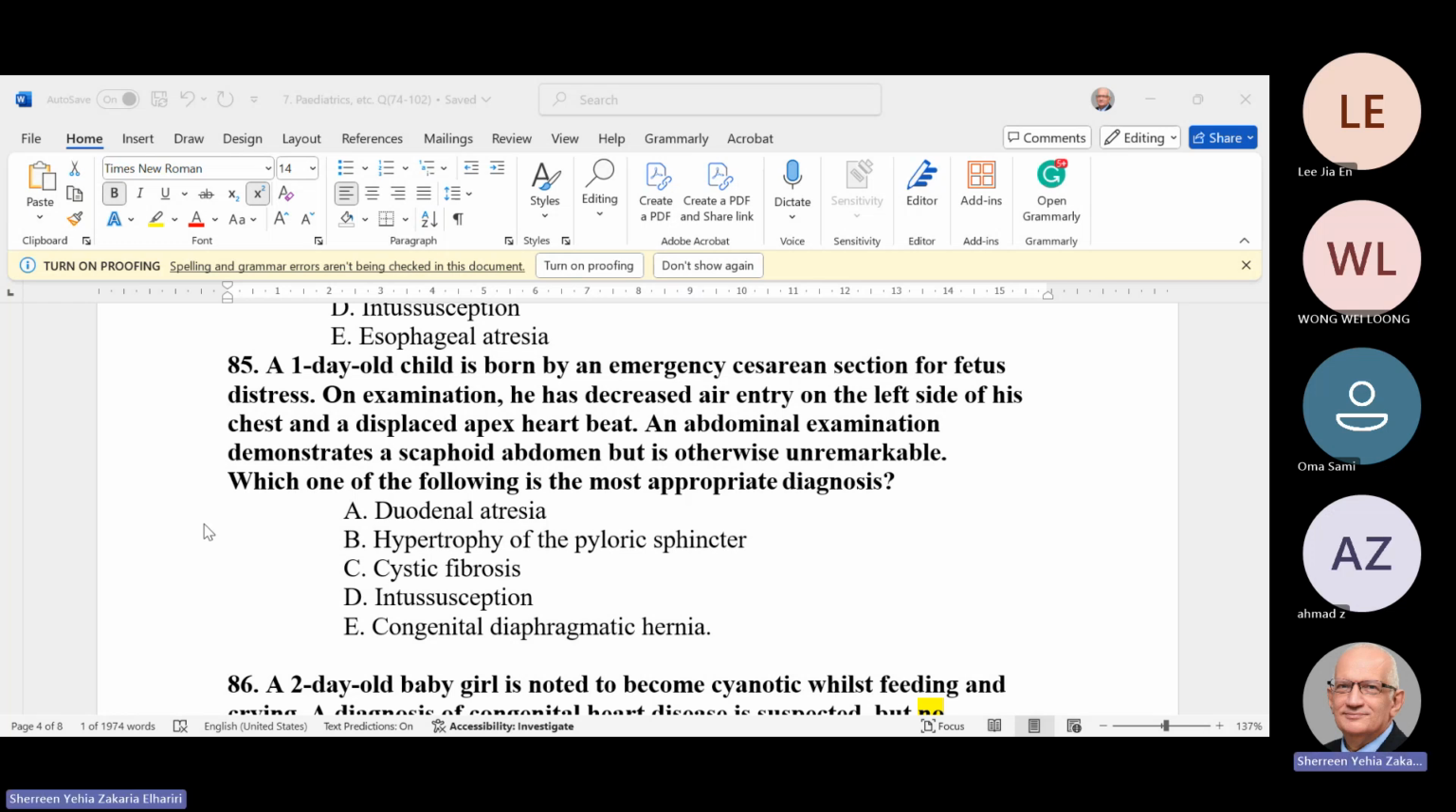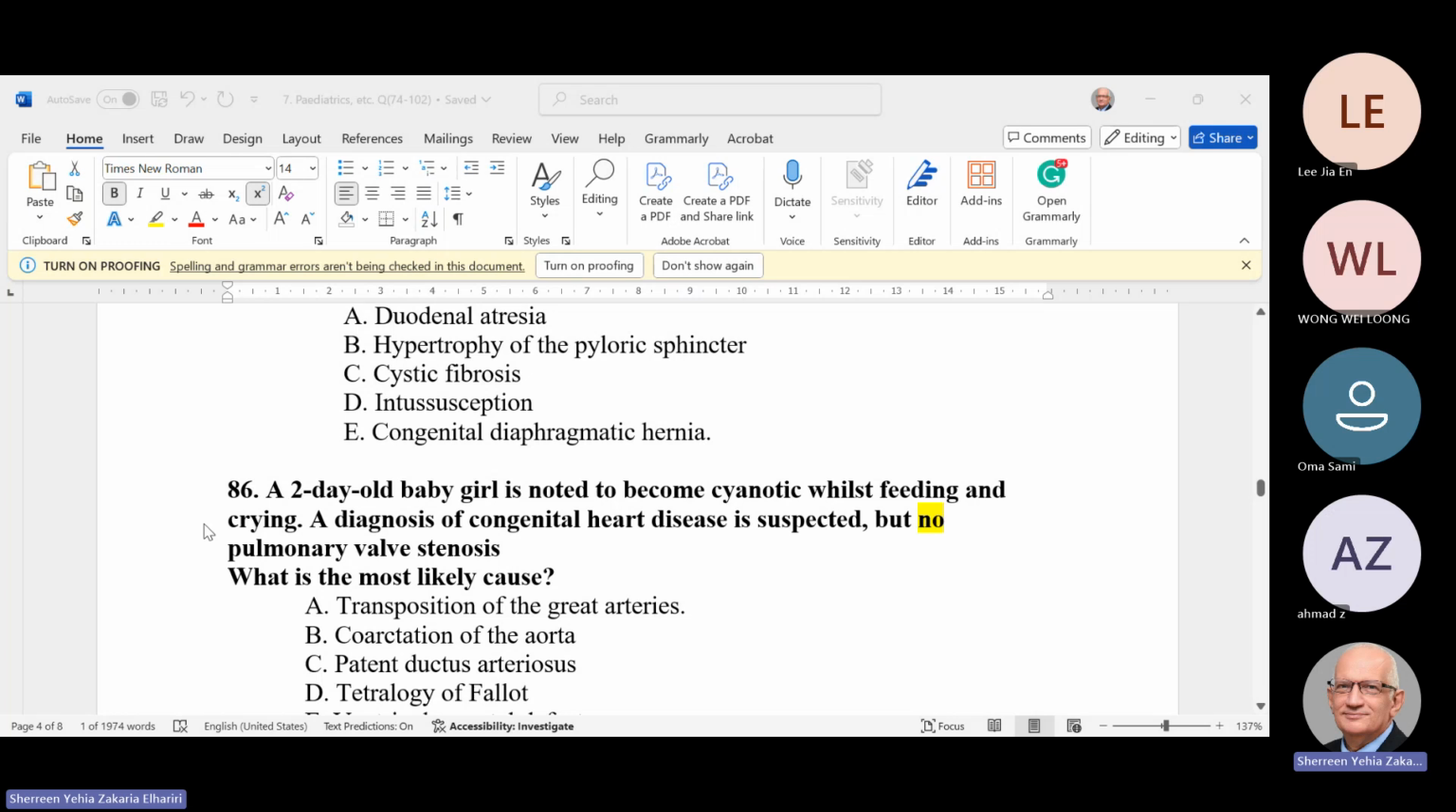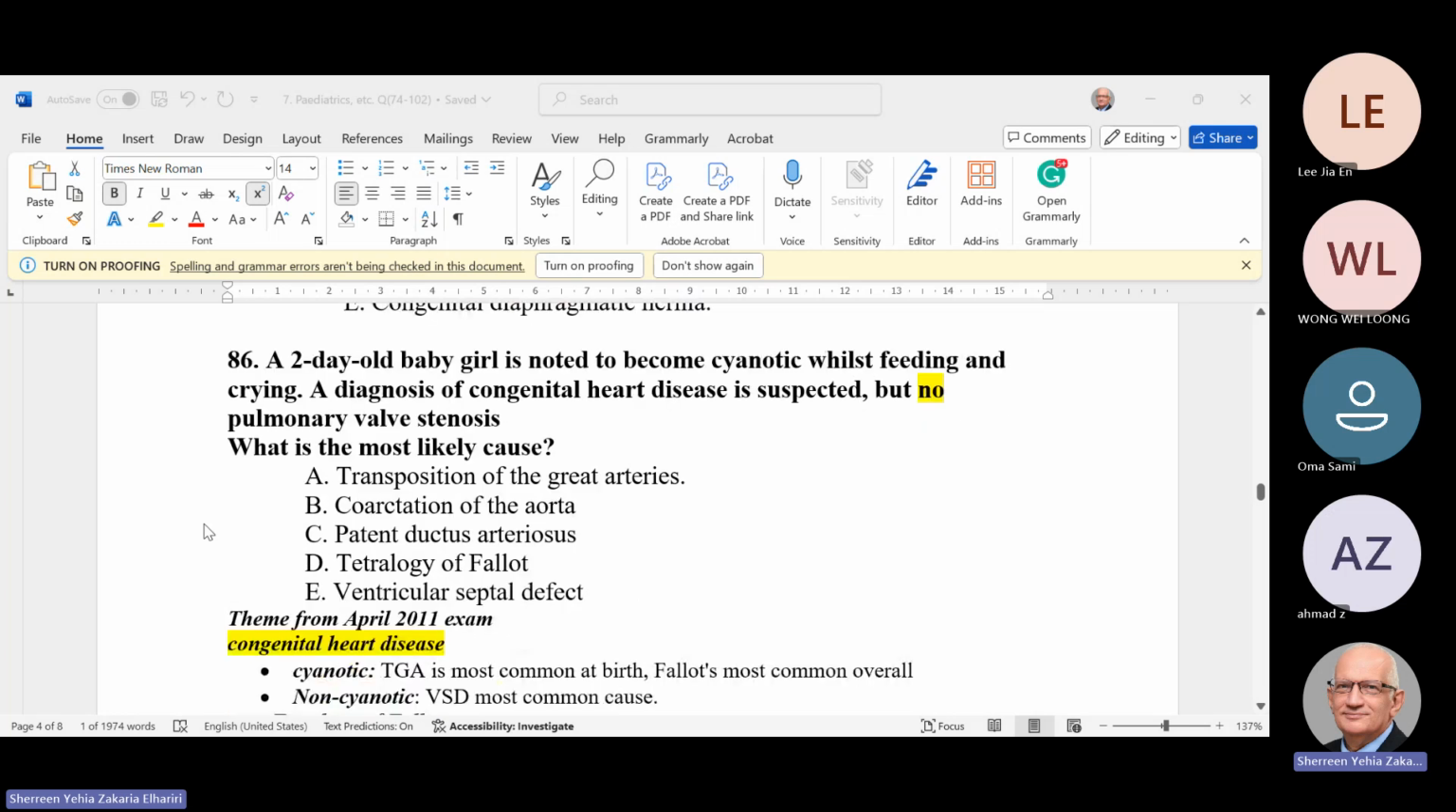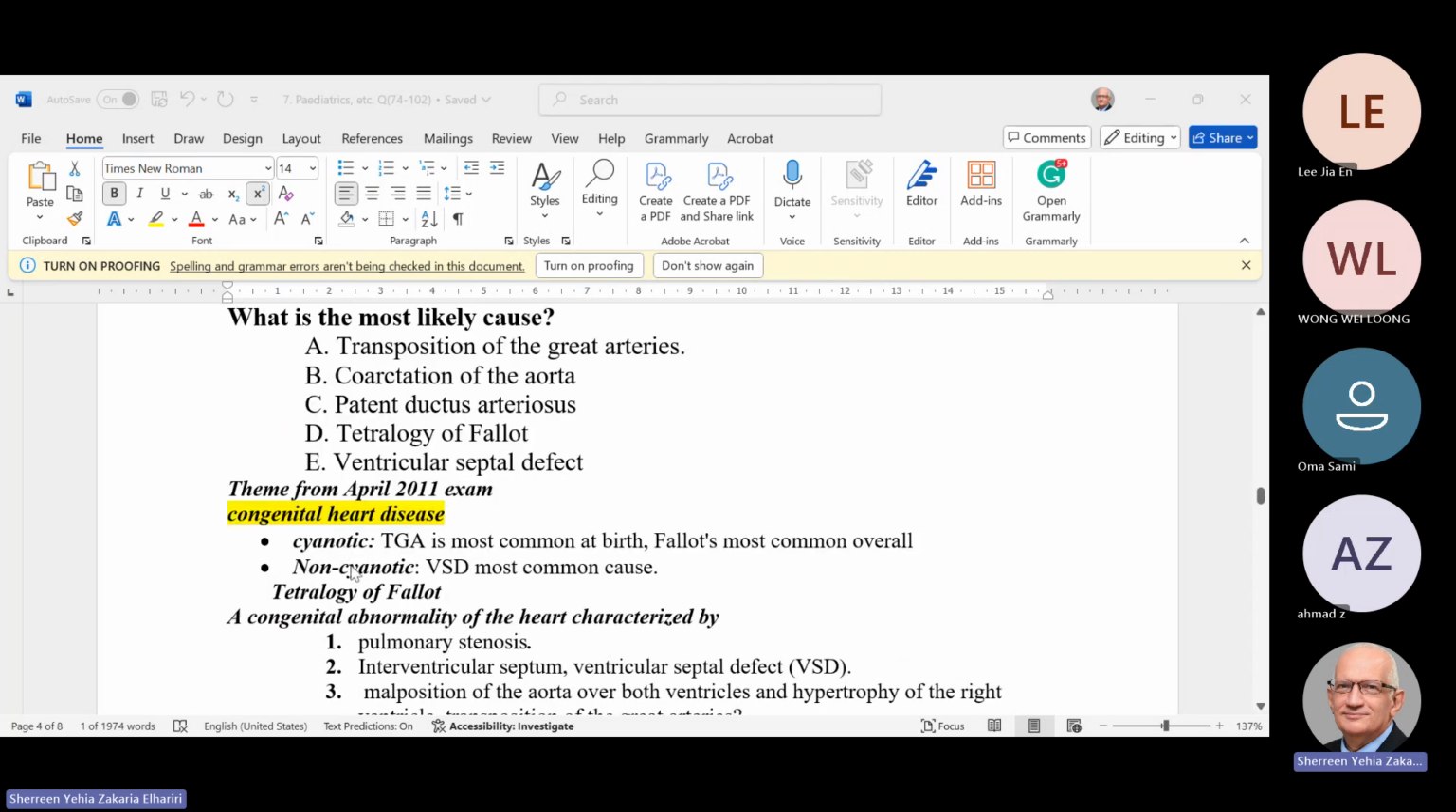Okay, next question. A 2-year-old baby girl is noticed to become cyanotic while feeding and crying. A diagnosis of congenital heart disease is suspected, but not pulmonary valve stenosis. Of course, in pediatrics, we have cyanotic heart disease and non-cyanotic heart disease. One of the common cyanotic heart diseases is what's called Tetralogy of Fallot.